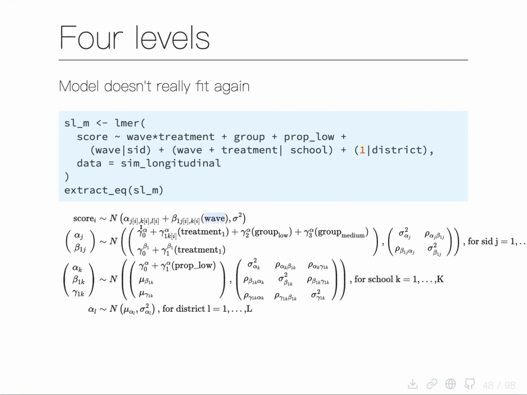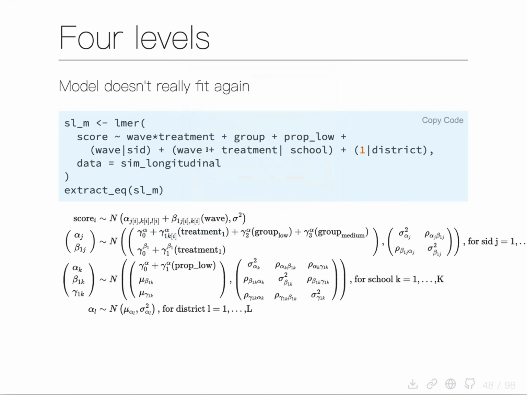Okay, at level 2 we have the student level predictor, and this is going to be their intercept, like the things that we're using to predict students' intercept, and this is what we're using to predict their slope. So you can see, because we've got wave times treatment, we've got treatment predicting their intercept and treatment predicting their slope. Okay, the group is low, medium, and high, and so we have low and medium with high as the reference group, and that's just predicting their intercept.